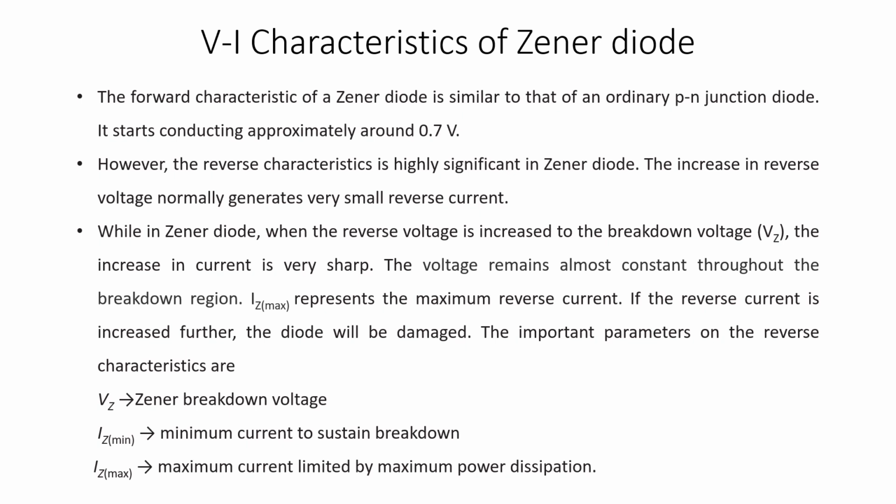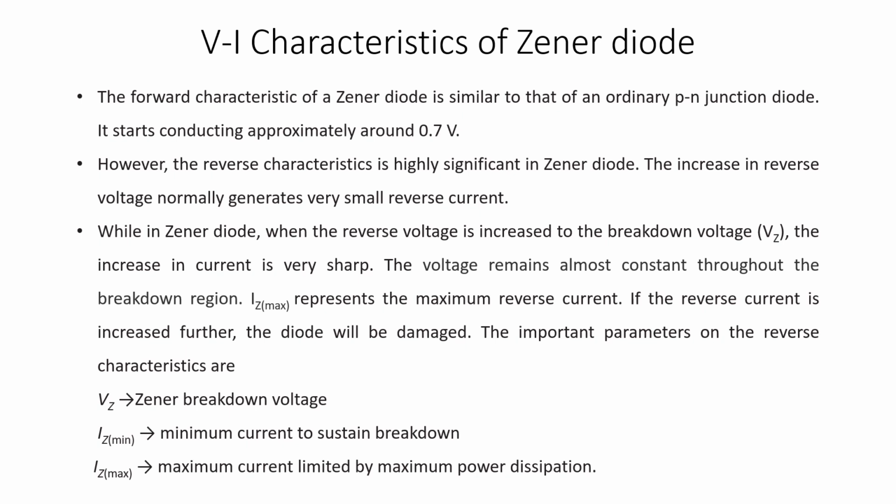VI characteristics of Zener diode. Forward characteristics of Zener diode is identical to the forward characteristic of a PN junction diode. And next is reverse characteristics. As the reverse voltage is increased, initially a small reverse saturation current I naught, which is in microampere, will flow as shown in figure. This current flows due to the thermally generated minority carriers.